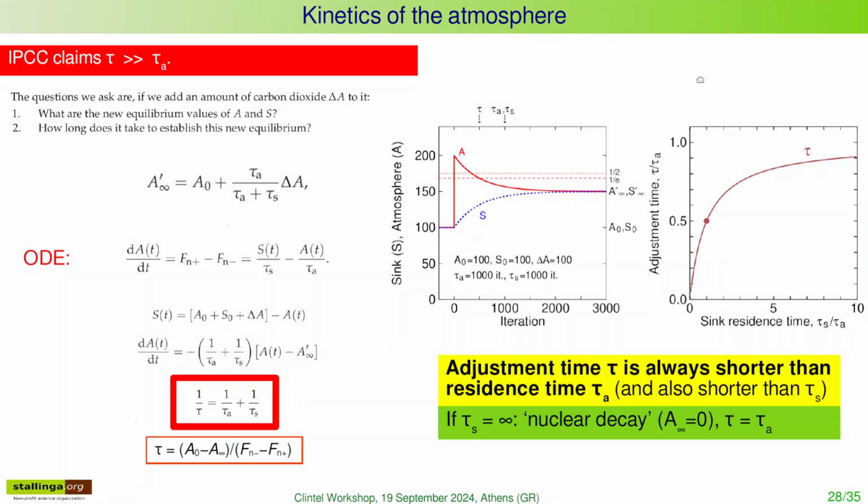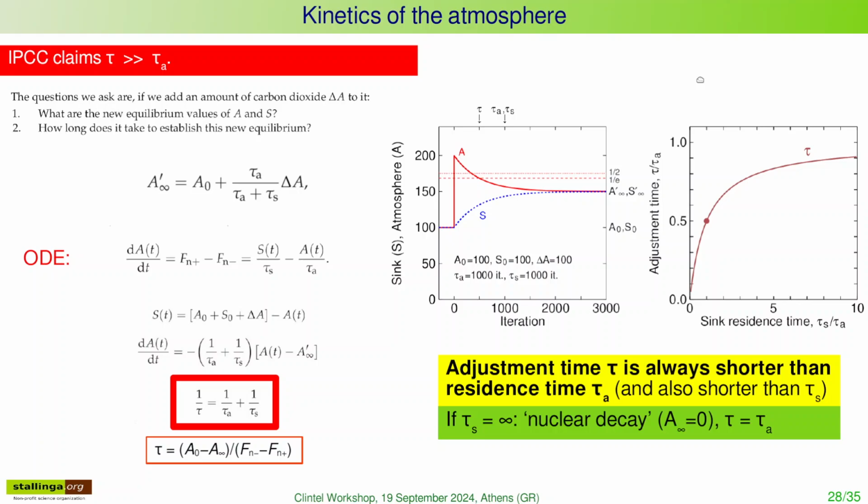So I made a numerical simulation here on the right side, where I put the residence times in the atmosphere and in the sink to be 1,000 iterations. An iteration we could call a month or a minute or whatever, it doesn't matter. It is about iterations. So I take them 1,000, and as you can see, if both of them are 1,000, then the adjustment time, indicated there by a tau, is 500, which exactly follows this equation of the reciprocal adjustment times.